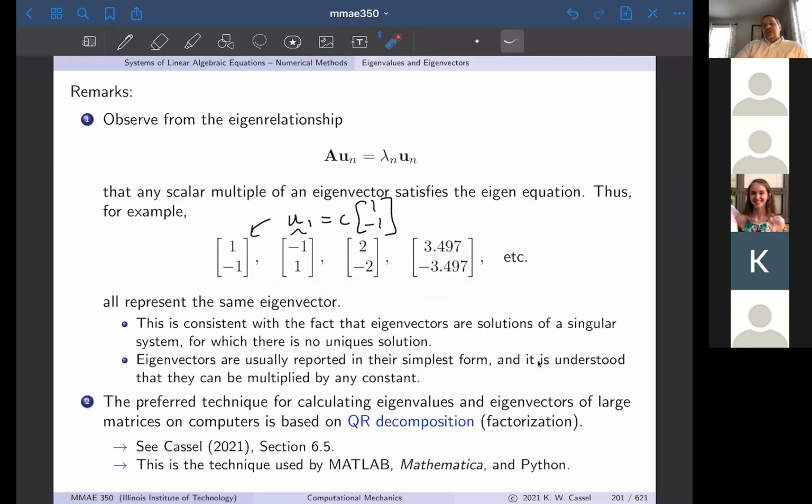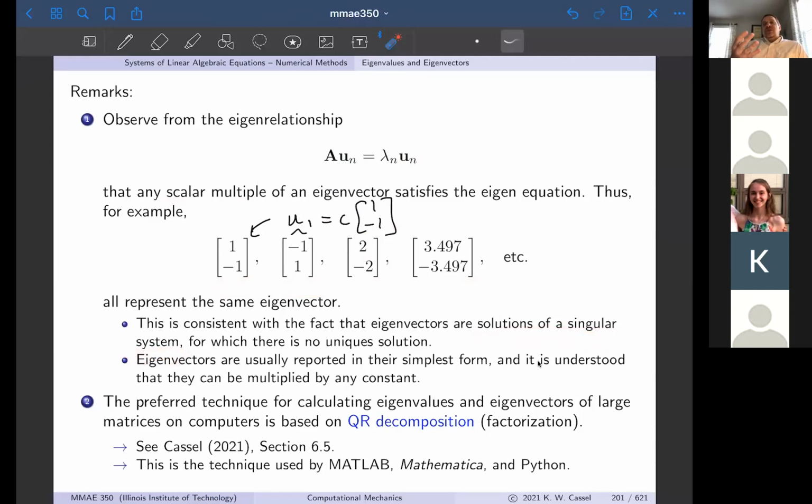So if you ask MATLAB or Python to get the eigenvectors of a matrix A, and you put the A into MATLAB, you put it into Python, you put it in Mathematica, it might actually give you different eigenvectors. They might be in a different order, or maybe one gives you 1, minus 1, whereas the other one gives you minus 1, 1. So I just want you to be aware of that. And it actually makes sense. It's reflecting the fact that the solution of a singular system is not unique.